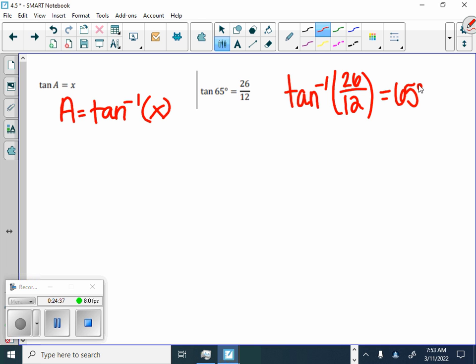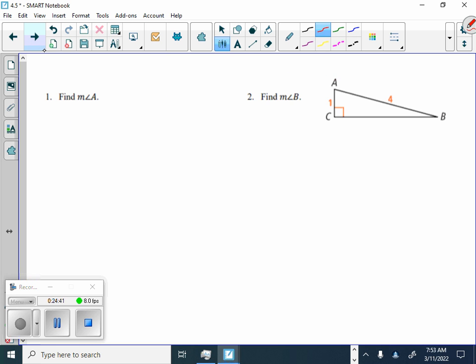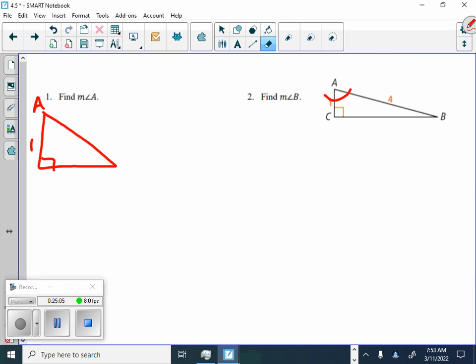Now let's actually practice with this. So I'm given this triangle, and I want to find the measure of angle A. Okay, so this angle right here is what I'm looking at. I'm going to just redraw the triangle real quick because we're using the same triangle for both problems. So that's A, that's C, that's B.